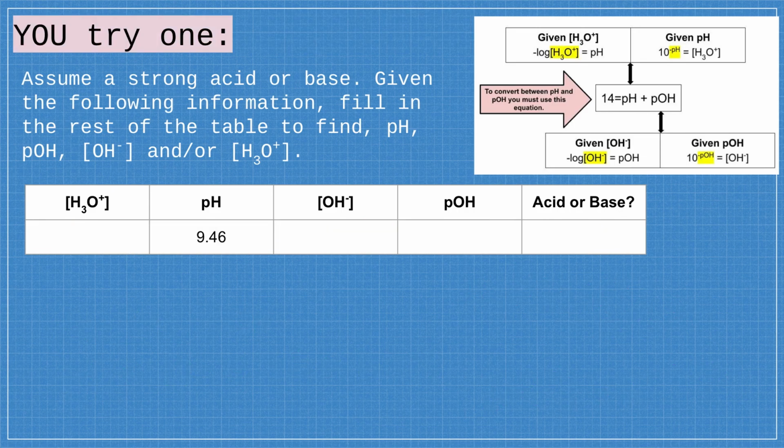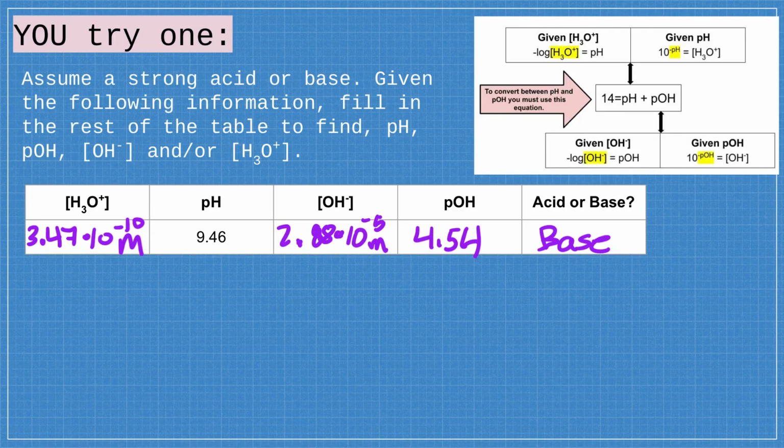Now you try. Determine the hydronium ion concentration, the hydroxide ion concentration, and the pOH when given a pH of 9.46, and then state whether it's an acid or a base. Okay, so the hydronium ion concentration would be 3.47 times 10 to the negative 10th molar. The pH was given. The hydroxide ion concentration was 2.88 times 10 to the negative 5th molar. The pOH was 4.54, and it's a base because the pH is greater than 7.